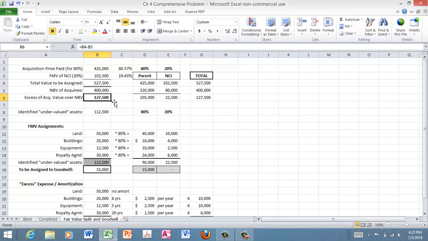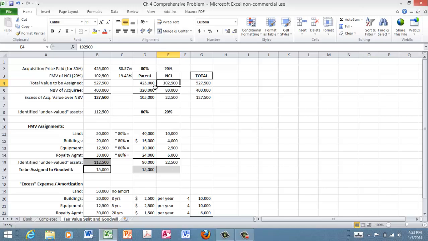But what you now have to do is say, how do I split that between the parent and the non-controlling interest? You want to ask, is there any goodwill that I'll be assigning to this non-controlling interest? Now these were pretty straightforward numbers in terms of the net book value, which is just taking 80%. You can see in the formula here, 0.8 times the 400,000, and then this is 0.2. And then also on the value, it's the same split.